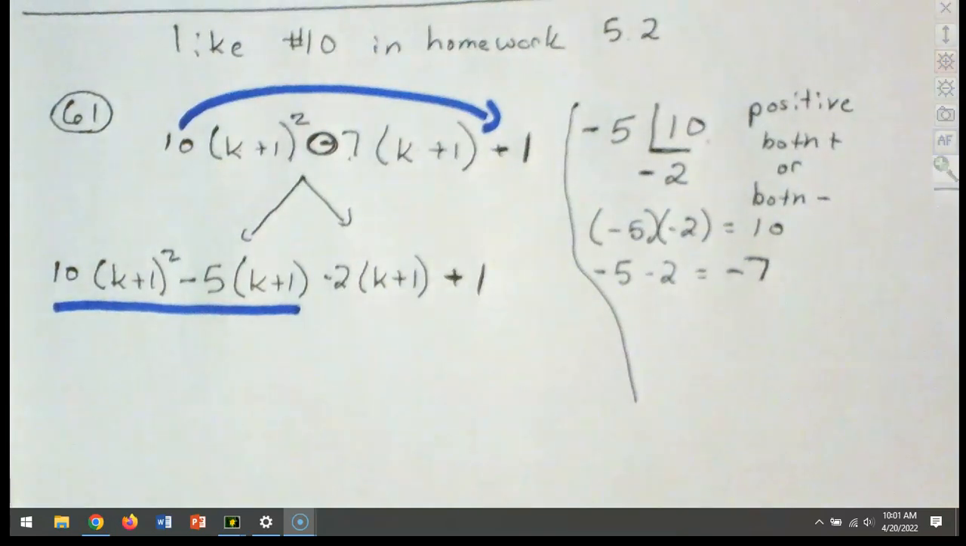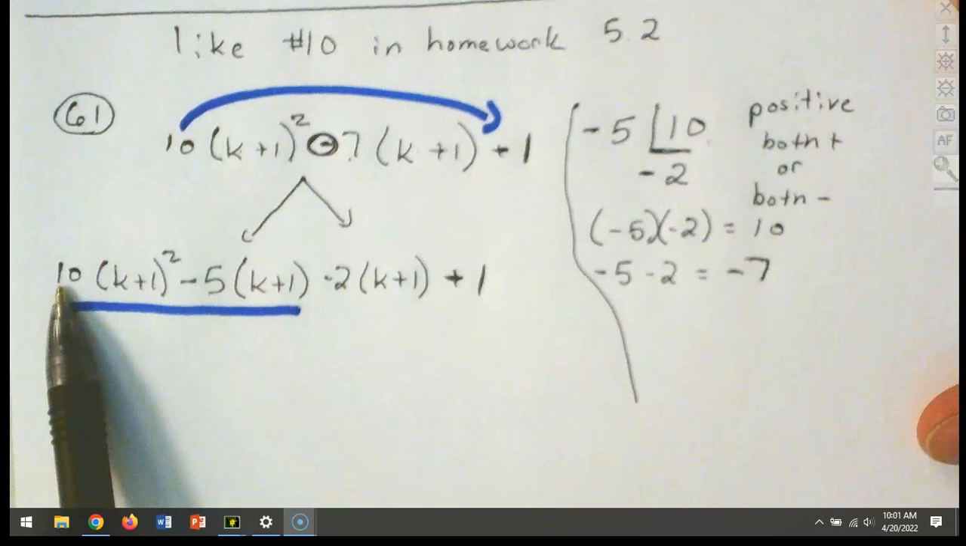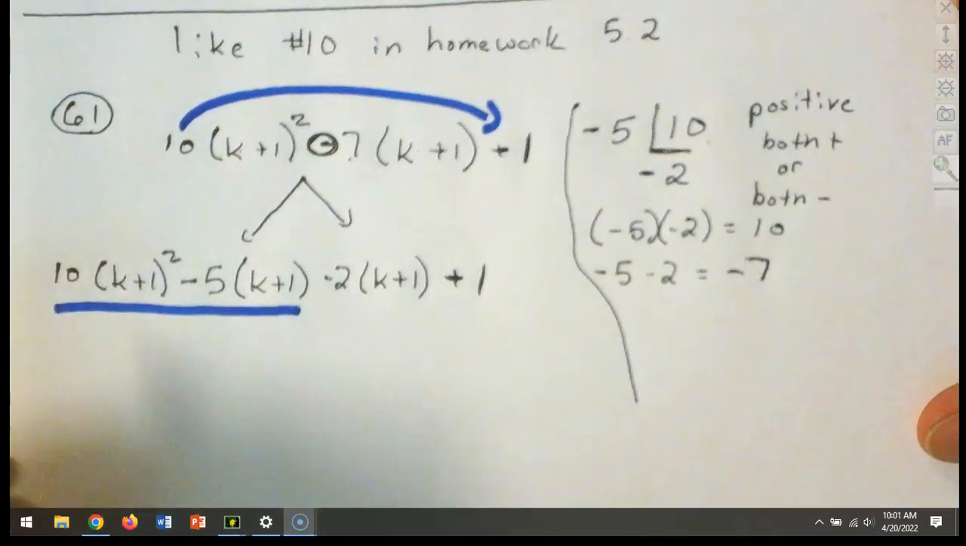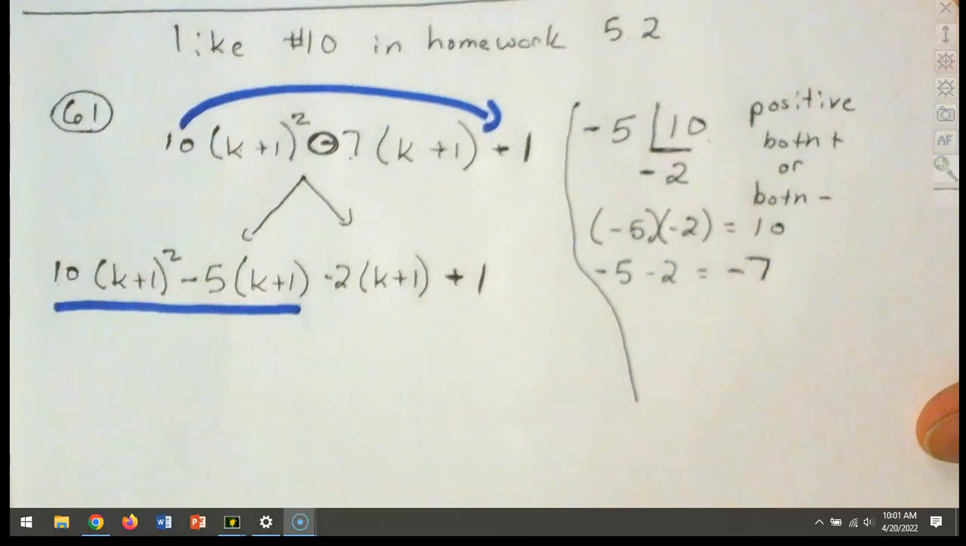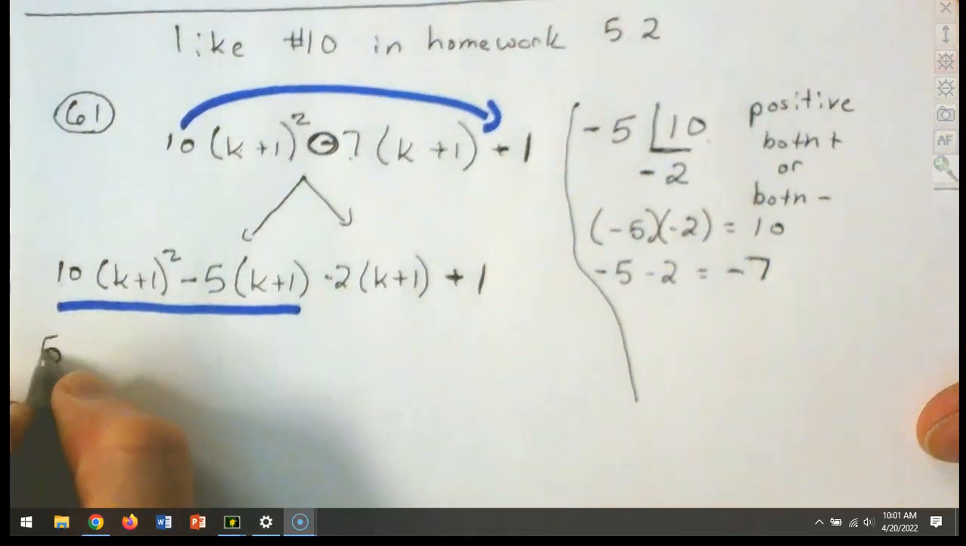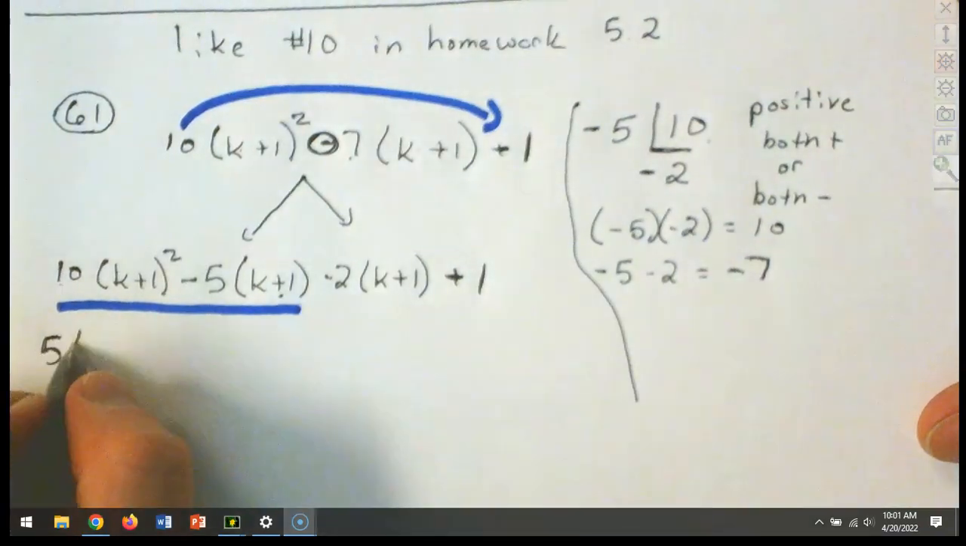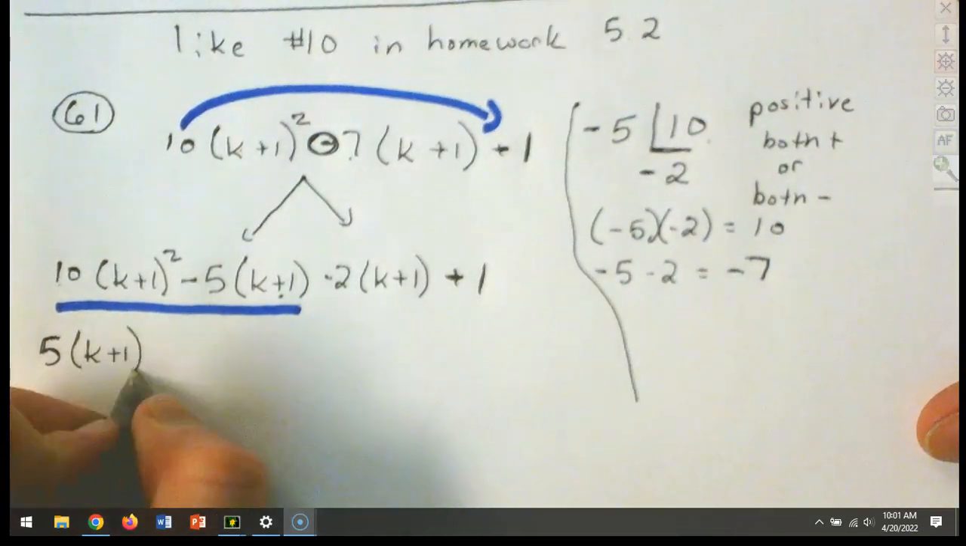Let's first begin with the numbers. We have a 10 and we have a 5. So 10 and 5, they have a what in common? 10 and 5 have a 5 in common, so that's going to come out. What else do they have in common here? K plus 1, don't they?